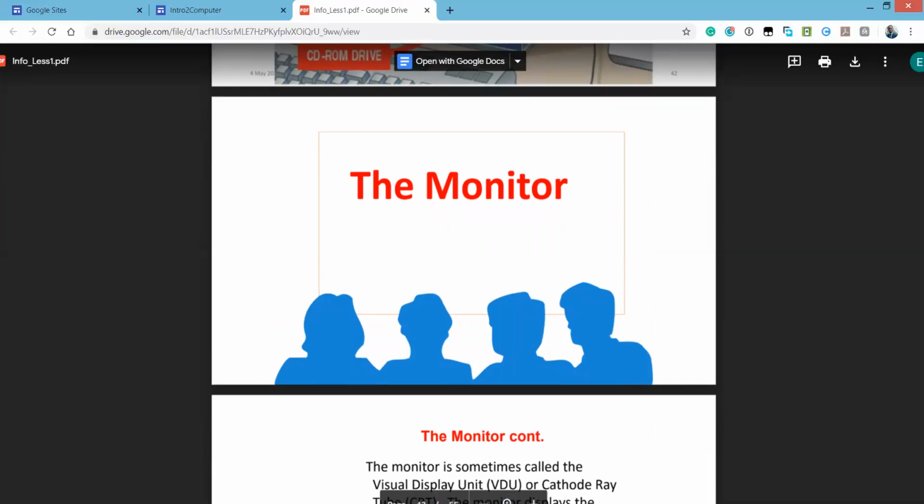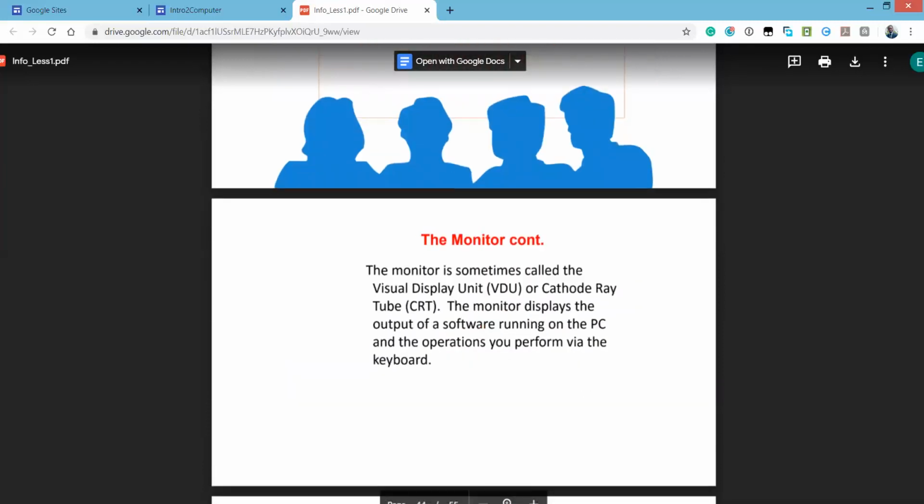So I would like to ask, what is a monitor? Send me the feedback on what you think or what you know a monitor is. Okay. So the monitor is also called the visual display unit, the VDU, or the cathode ray tube, the CRT. The monitor displays the output of software running on the PC and the operations you perform via the keyboard. Basically, the monitor displays everything going on in the system.